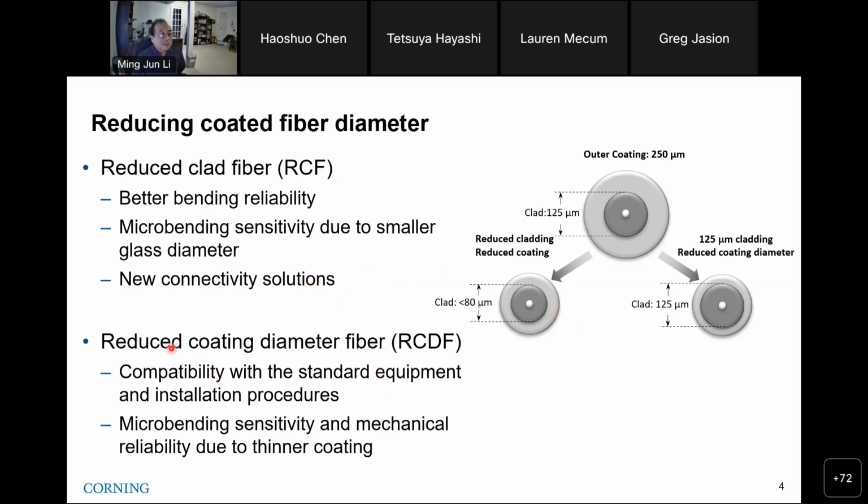For the second approach, we keep the cladding diameter the same and only reduce the coating diameter. The nice thing about this approach is it's compatible with the standard equipment and installation procedure. However, the microbending sensitivity and the mechanical reliability could be new challenges because the coating is thinner.